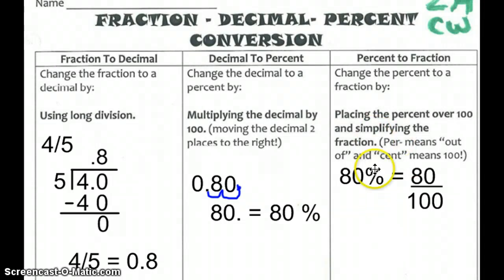The last thing we need to do is actually simplify this fraction. We need to think of the GCF of 80 and 100. So what's the biggest number that goes into 80 and goes into 100? The GCF of 80 and 100 happens to be 20. If we take 80 divided by 20, we get 4. And 100 divided by 20 is 5. So the percent, 80%, is equal to the fraction 4/5.